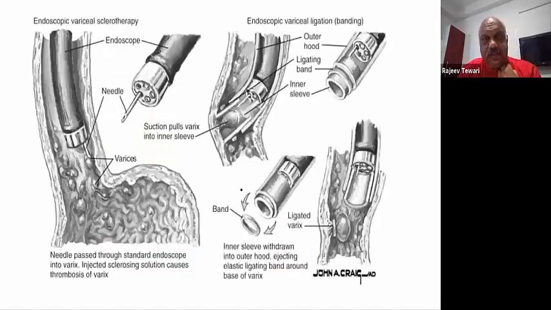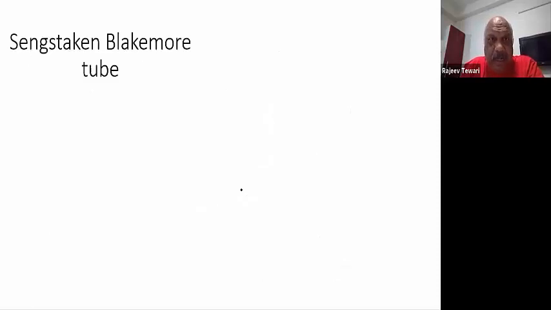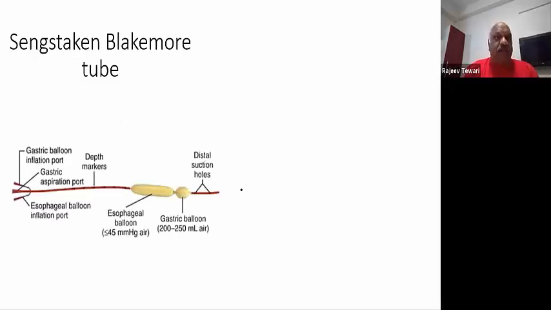Next slide. This is another picture. The first one is showing the sclerotherapy. You can inject the sclerosing agent in the varices or next to varices. And the second is showing the band ligation. Next slide. Yeah, Sengstaken-Blakemore. You can see we have two balloons. The gastric balloon where we fill the air about 200 ml, and the esophageal balloon where we fill the air to less than 45 millimeters of mercury pressure. The third channel is for aspiration.